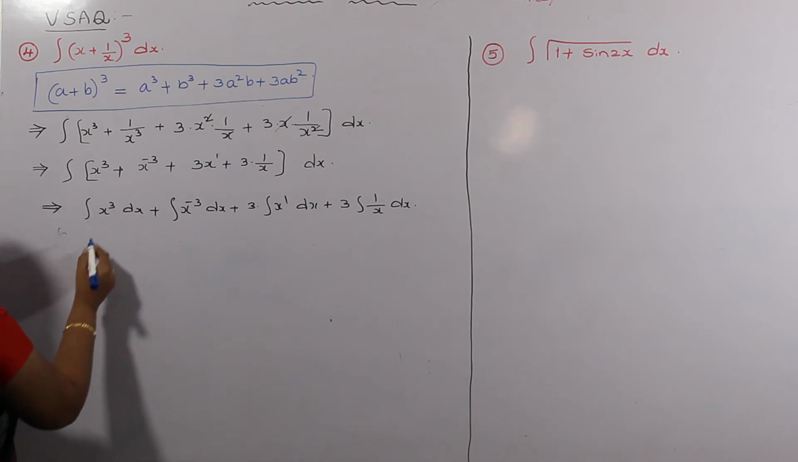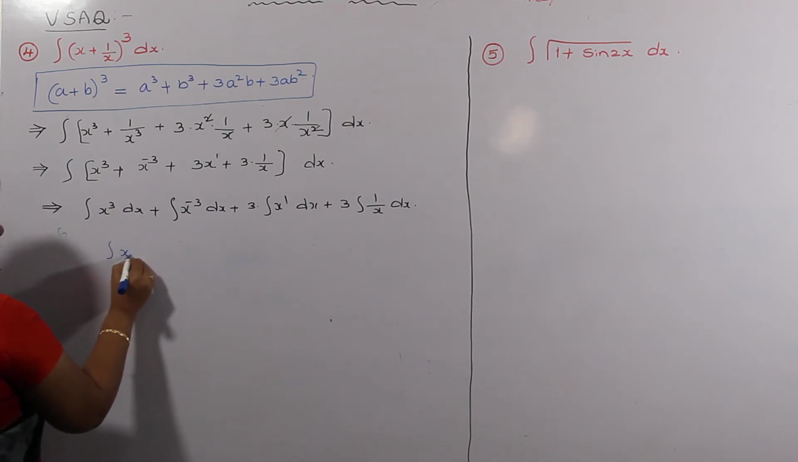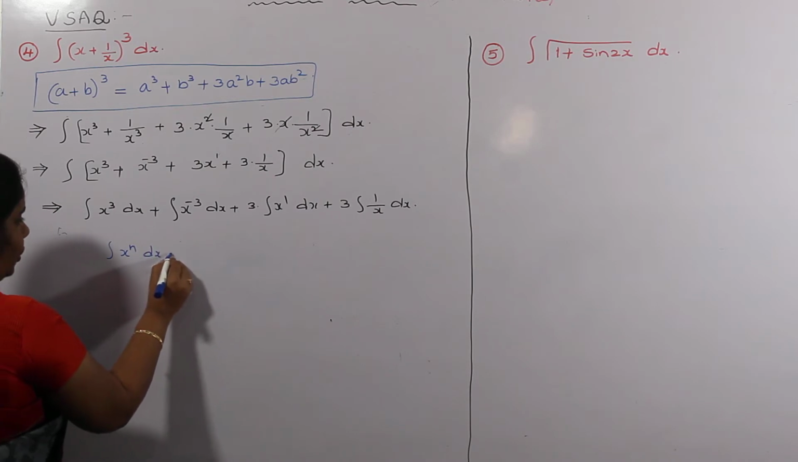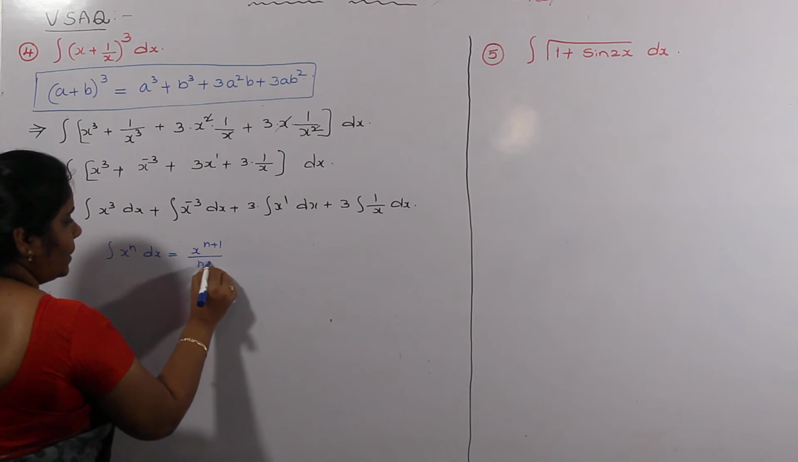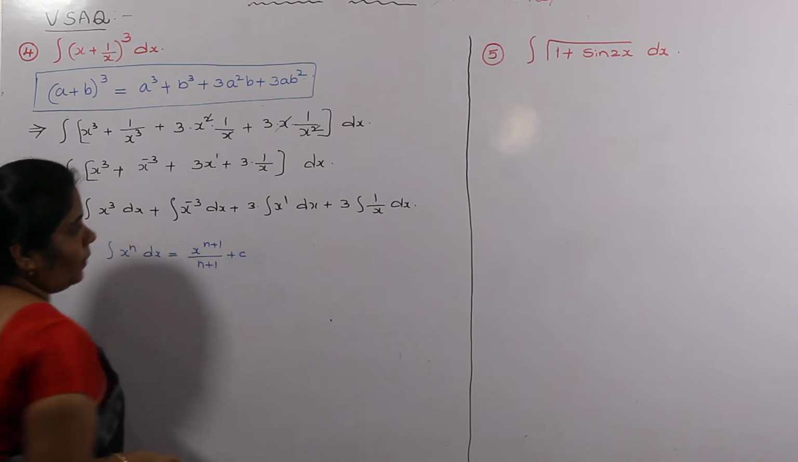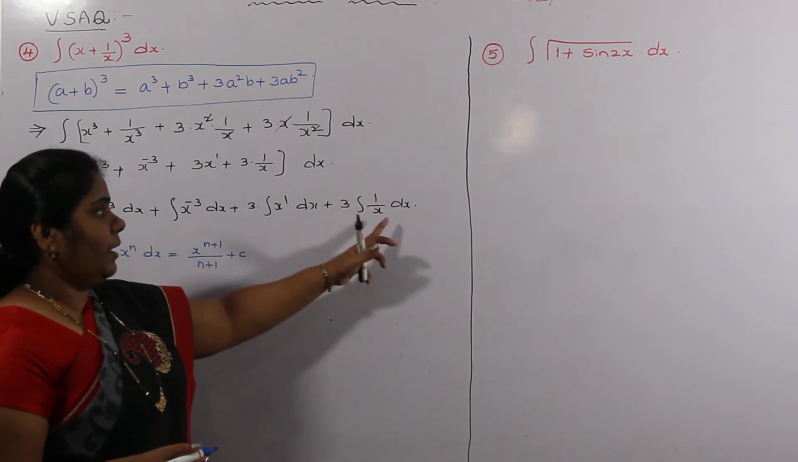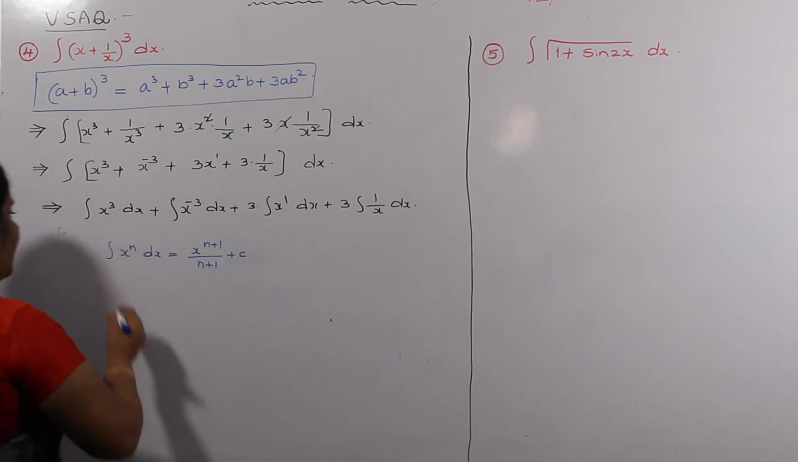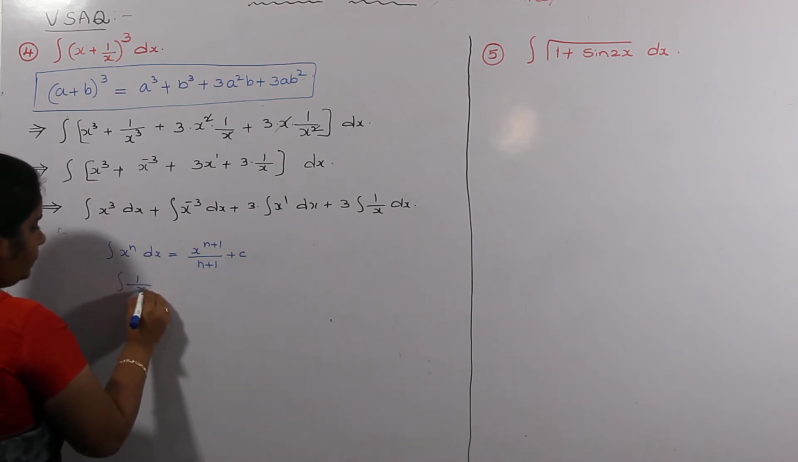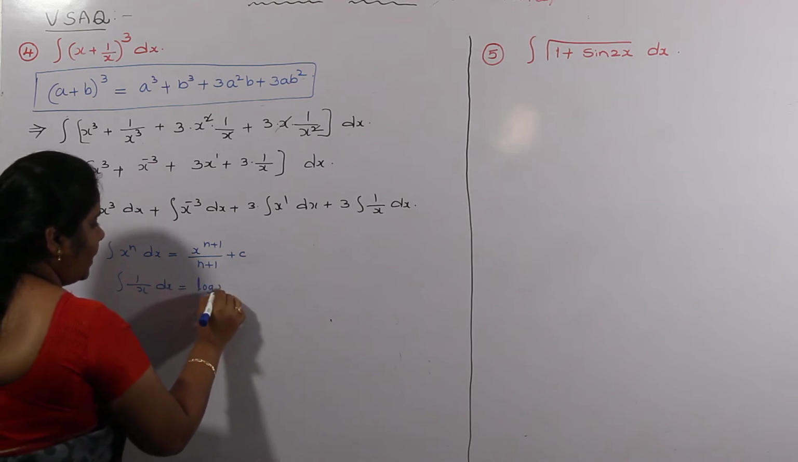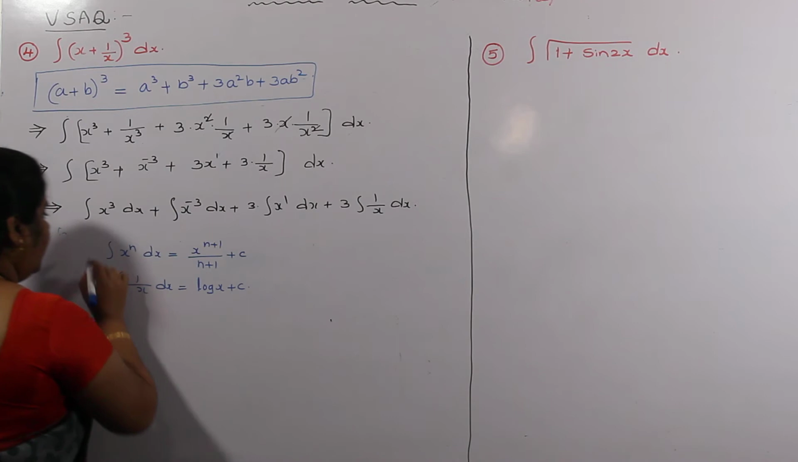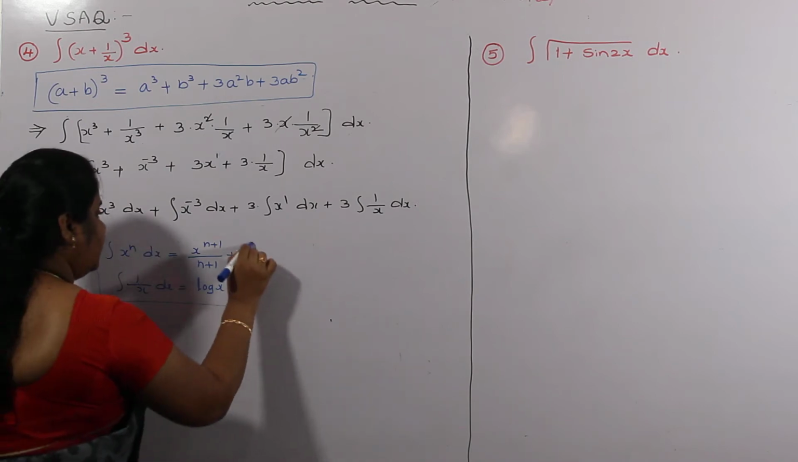This is in the form of integral of x power n. Integral of x power n dx is equal to x power n plus 1 by n plus 1 plus c. This is in the form of integral of 1 by x dx. Integral of 1 by x dx is equal to log x plus c. Apply these two formulas here.